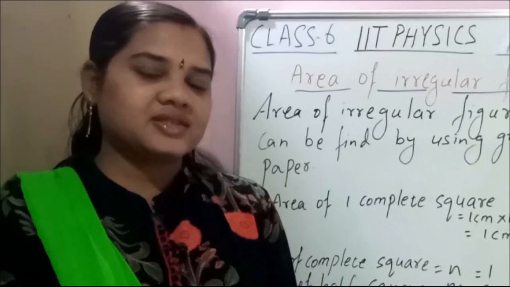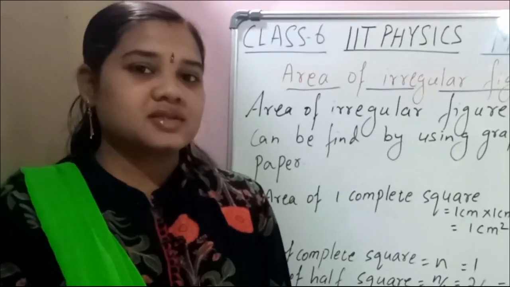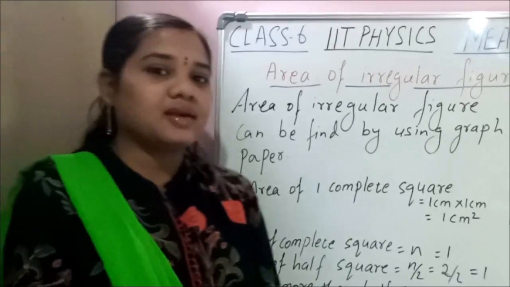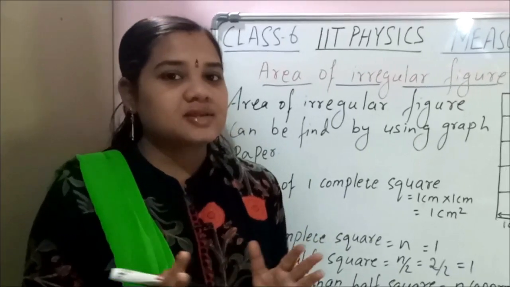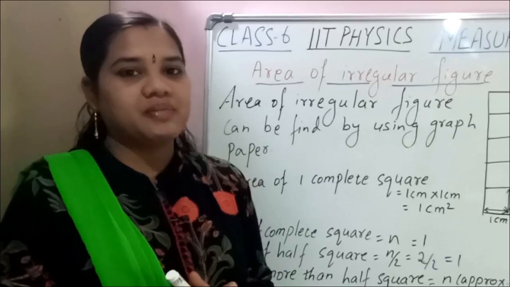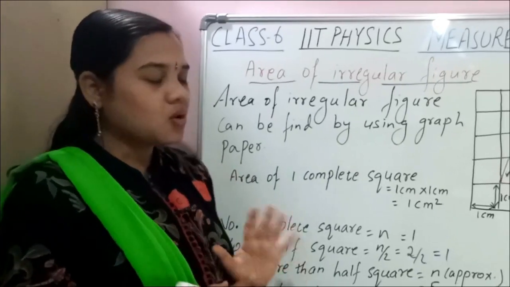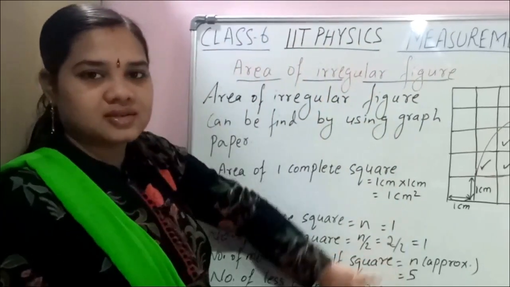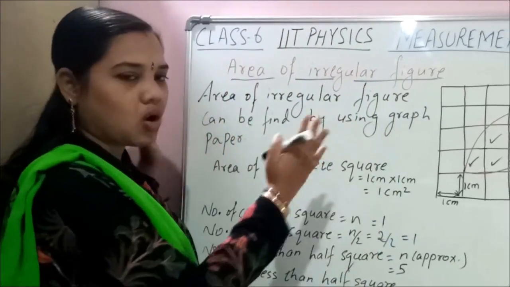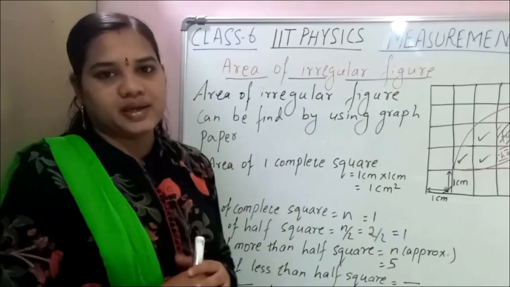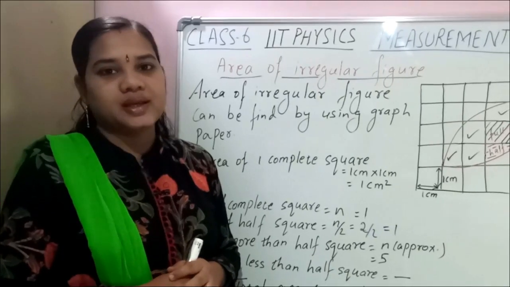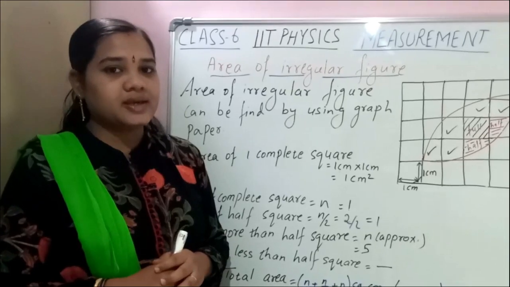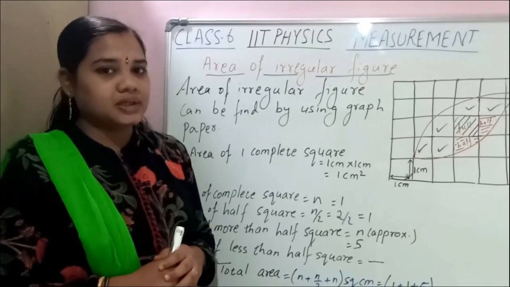Last class what we discussed? We discussed about area. What is area? Area is the amount of surface occupied by any object or place. Then what is the SI unit of area? Square meter. Area SI unit is square meter.